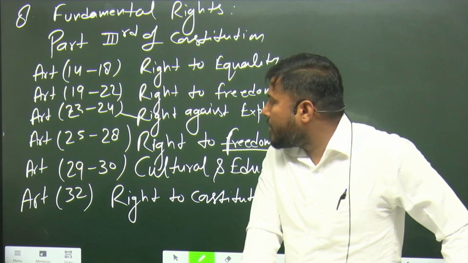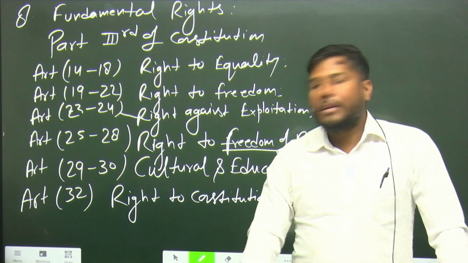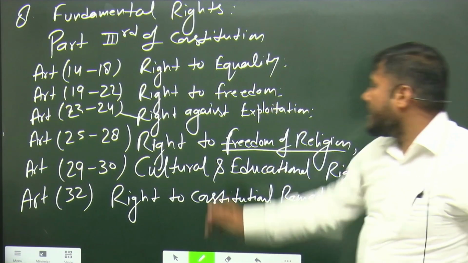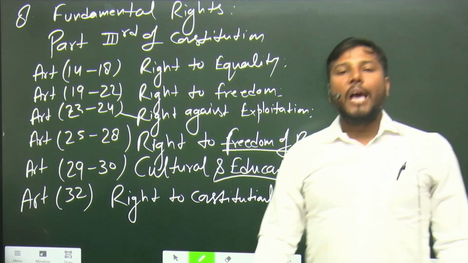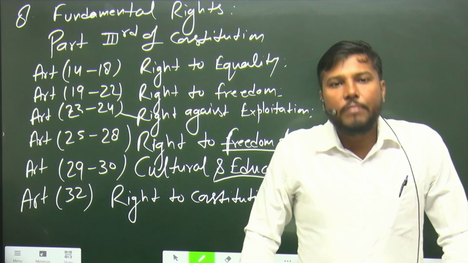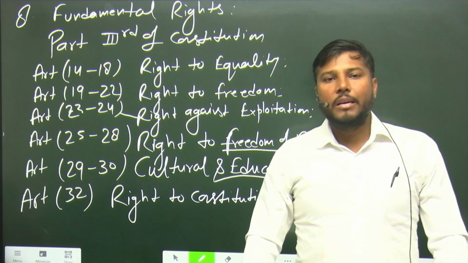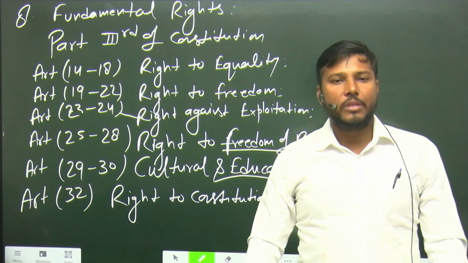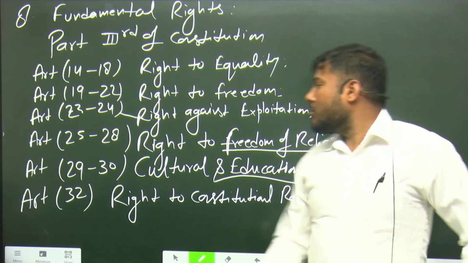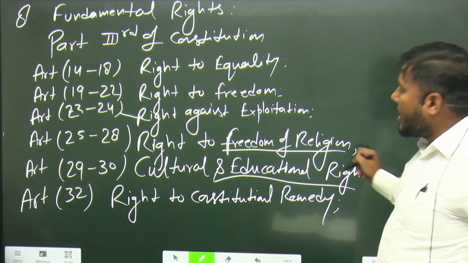This article 25 to 28. Then comes article 29 to 30, cultural and educational rights. You see here, cultural and educational right. We have the right to preserve, to protect our culture, right, and establish our educational institutions which are based on the cultural things, right, cultural roots. So this right, a fantastic, beautiful right we have got.